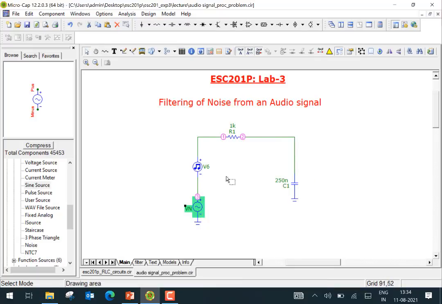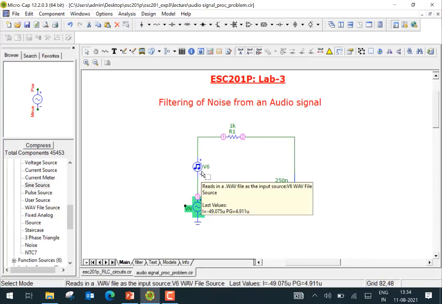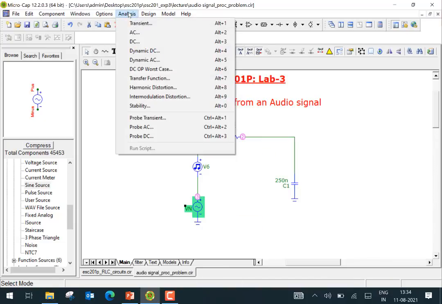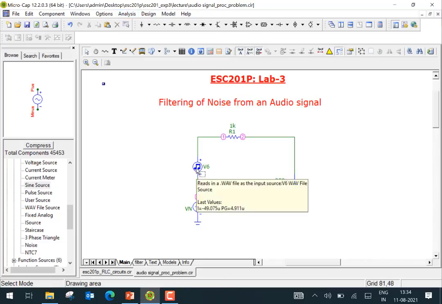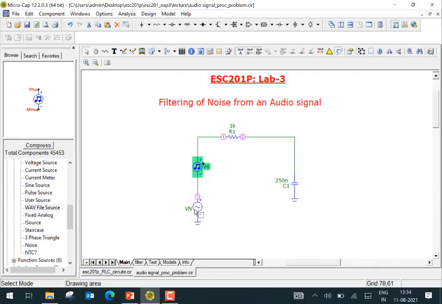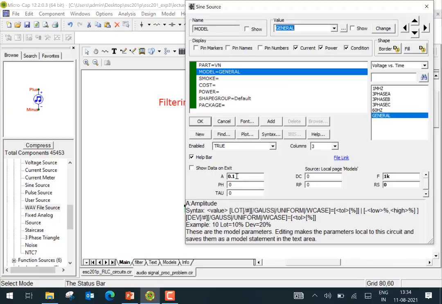So let me illustrate. Let me show you how this song corrupted by this 1 kilohertz tone sounds. What I'm going to do is a transient simulation here. By the way, the scale here has been set to 1. You can increase or decrease the amplitude of this audio signal by adjusting the scale here. And the sinusoidal input here, notice, is 0.1 volt and 1 kilohertz.